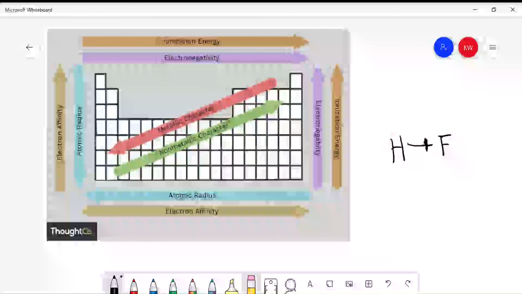In fact, fluorine is the most electronegative element in the periodic table. So electronegativity increases as we go up and it increases as we go across. So you'll see around here, fluorine would have the highest electronegativity value.